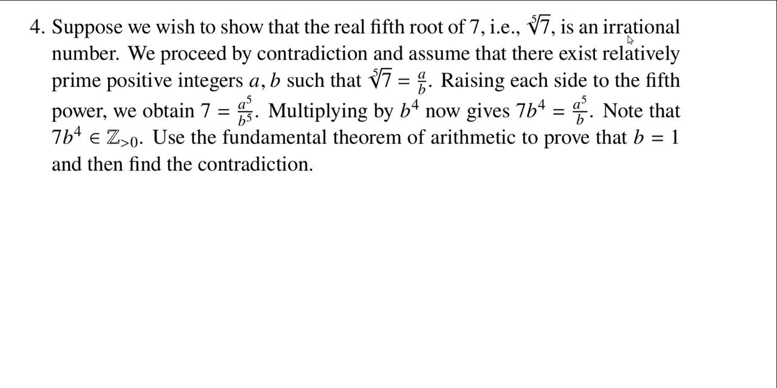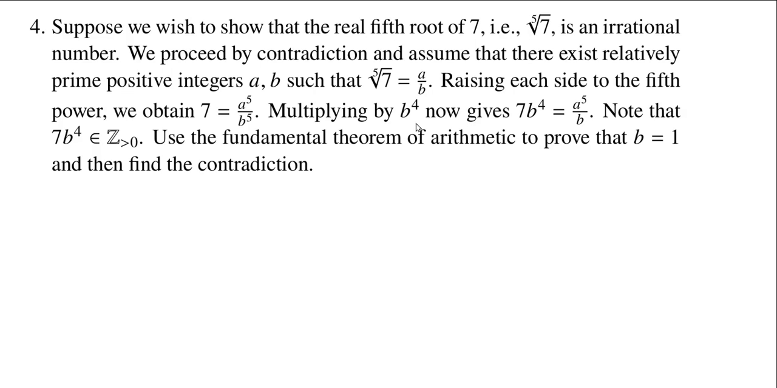If it's rational, you can write it as a fraction, a over b, and you can even assume that you've reduced a over b, and by reducing them means they're relatively prime. We raise each side to the fifth power, and we obtain 7 is equal to a to the fifth over b to the fifth.